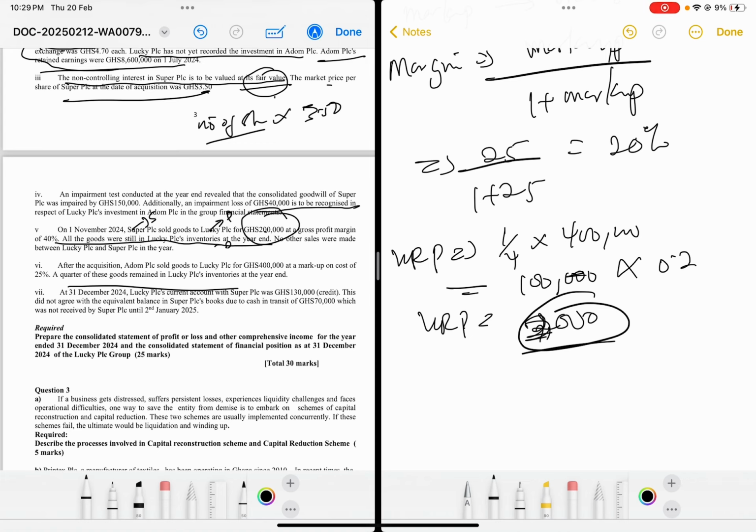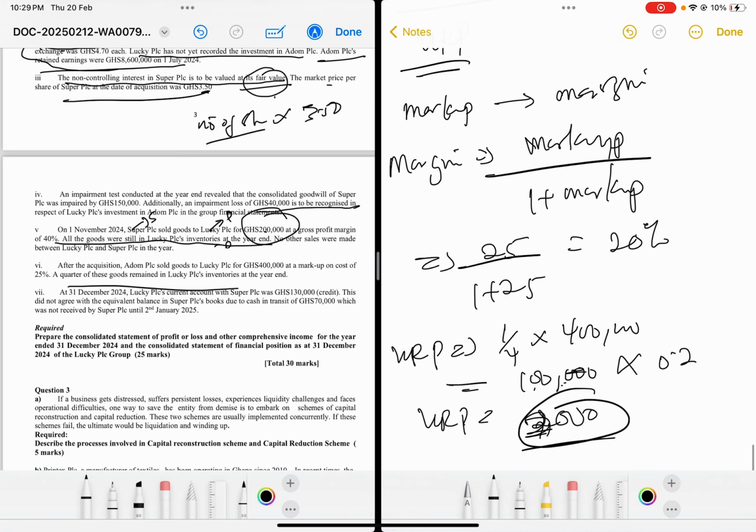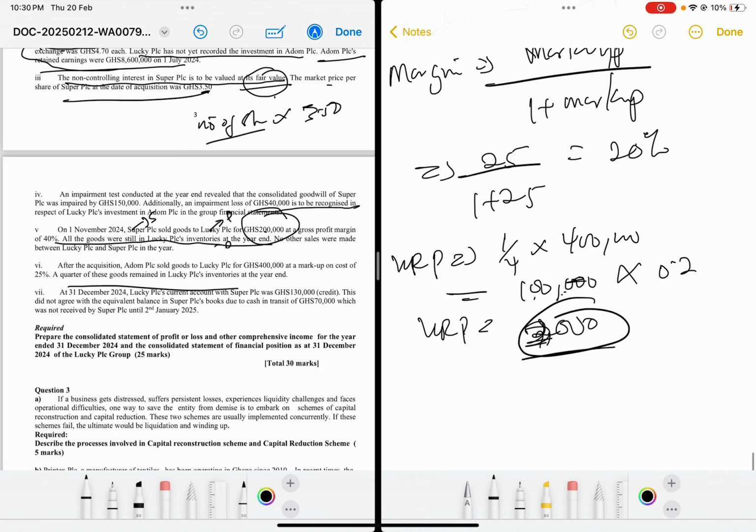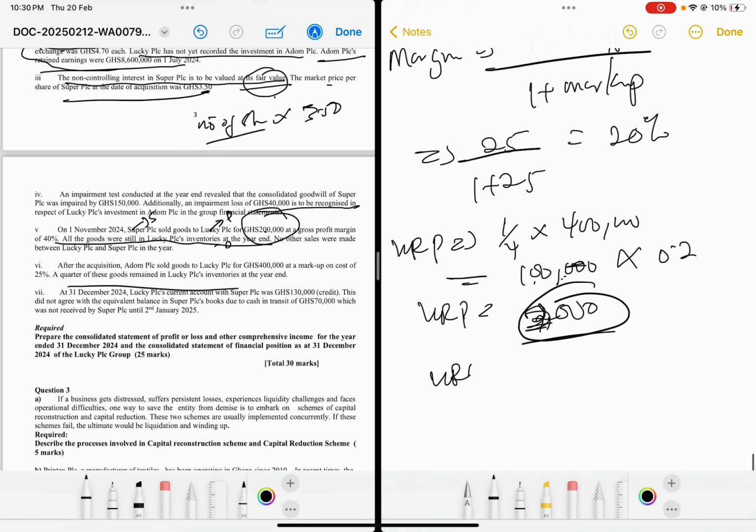So now what happens is that when it comes to the unrealized profit between associate and parent, the whole unrealized profit is not borne by the parent, right? The parent will only take the share of its interest. So if the parent has a 30% interest in the associate, the share of the unrealized profit will be 30%, which will be what? 6,000.